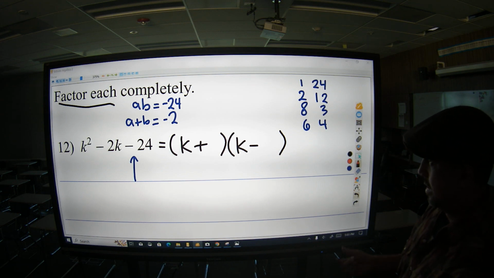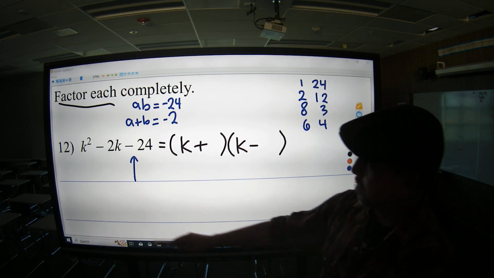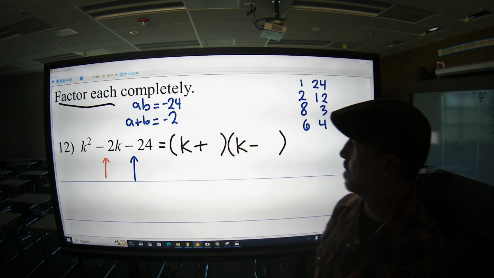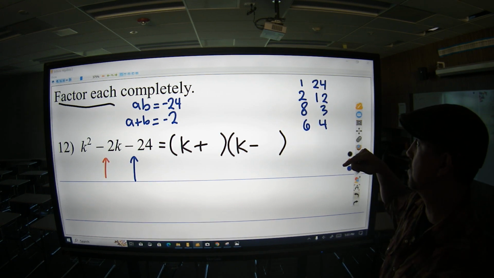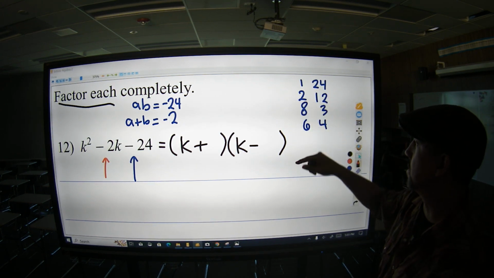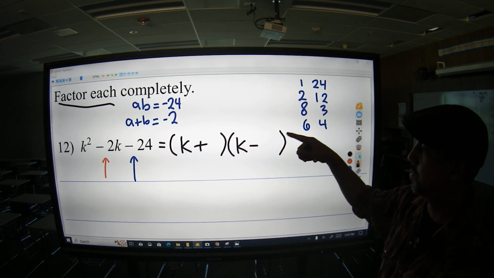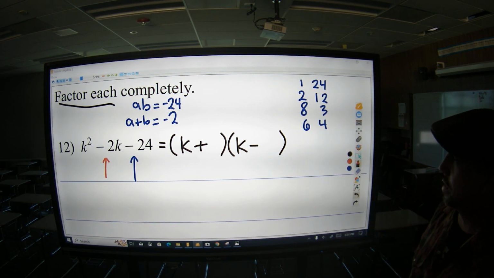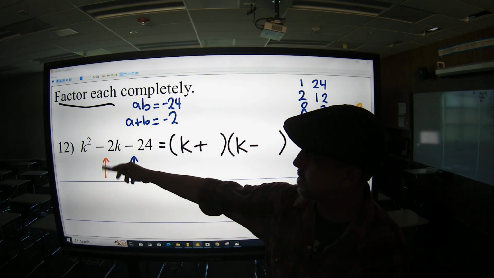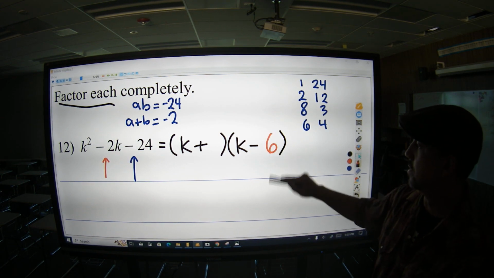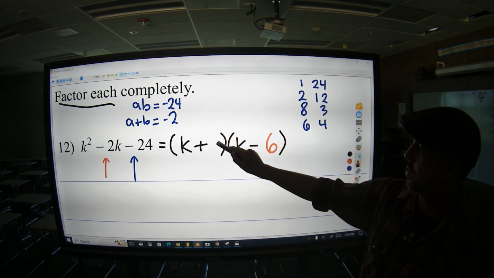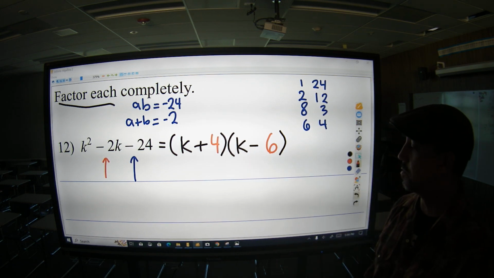So I think one thing that's important to see is when you have a negative number here in the middle, we know that means the bigger value should be the negative one, right? So I know that 3 minus 8 isn't going to give me negative 2. And the same thing with 12 and 2 or 24 and 1, but I know 4 minus 6 will give me negative 2. So this must be the right one. And like we said, when this middle term is negative, whatever is the bigger value should be the one that gets the negative. So in this case, the 6 will get the negative and the 4 will be positive. And we know we've done our work correctly.